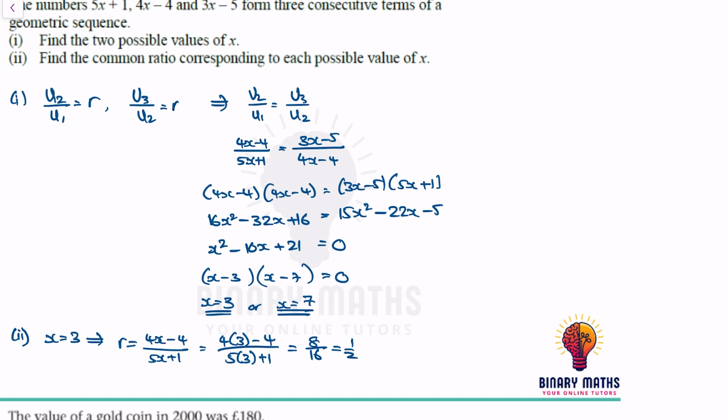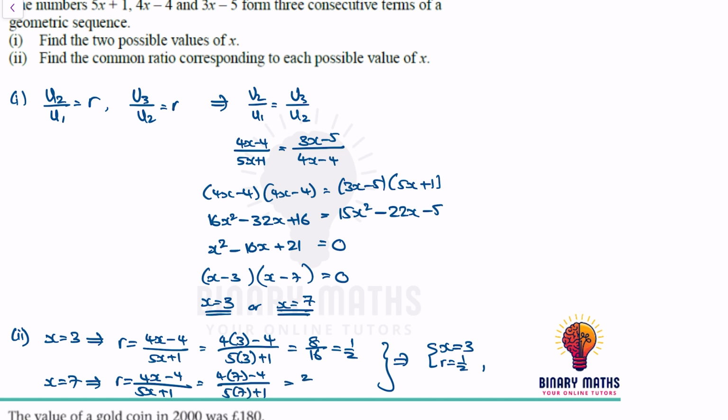So that's one answer, which implies we've got x is equal to 3 and r is equal to a half. And the second answer is if x is equal to 7. If x is equal to 7, it implies r, which is equal to (4x take away 4) over (5x plus 1), will be equal to (4 times 7 take away 4) over (5 times 7 plus 1), which is equal to 24 over 36, which is equal to 2 over 3. So the other solution is x is equal to 7 and r is equal to 2 over 3.